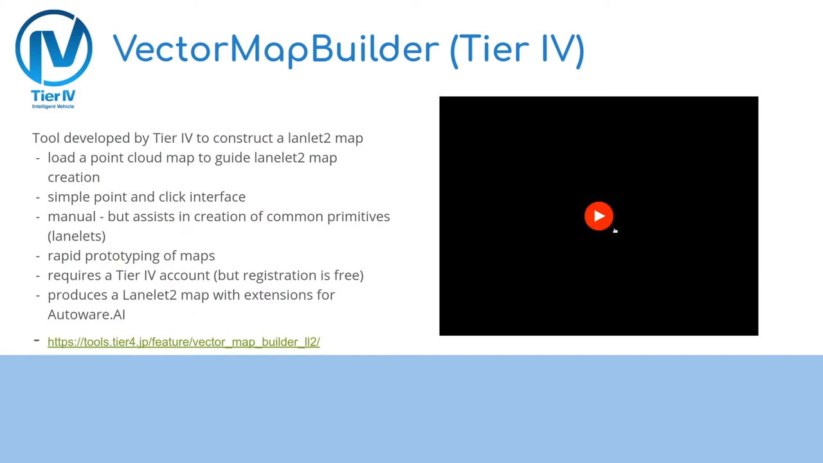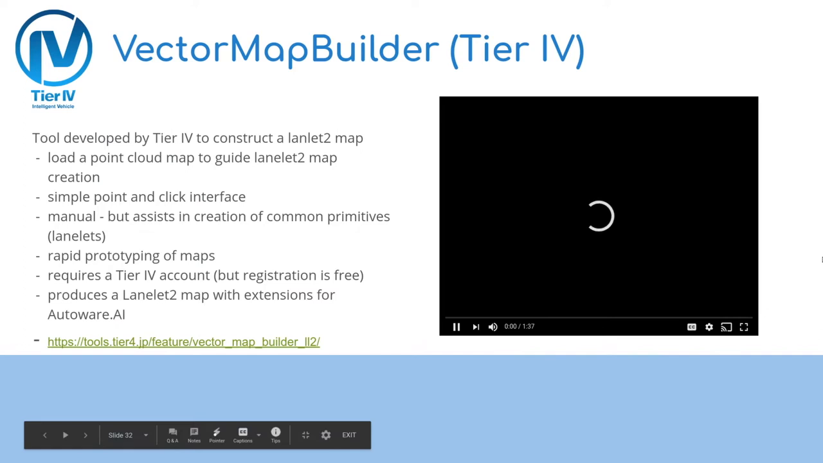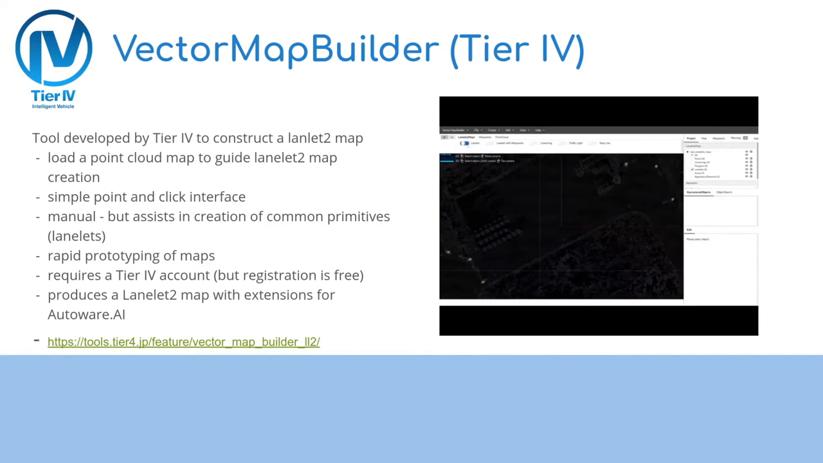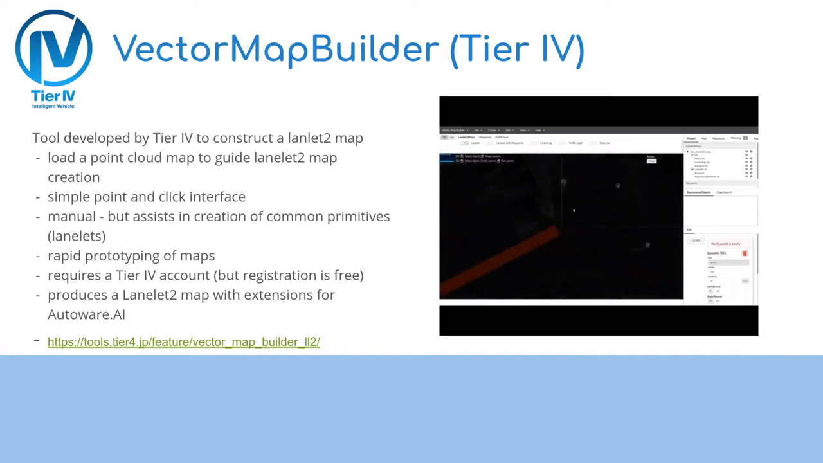To end this section on map creation, I would like to introduce Vector Map Builder, a tool created by Tier 4 to construct Lanelet 2 maps. First, a point cloud map is loaded into the viewer to guide the creation of the Lanelet 2 map. Through a simple point and click interface, lanelets and other primitives can be defined. It is manual, but the system assists in creation of common primitives such as lanelets, so map prototypes can be rapidly produced. This tool is web-based and requires a Tier 4 account, but registration is free. It also produces a Lanelet 2 map with some extensions specific to Autoware.ai, so care should be taken in treating it as a regular Lanelet 2 map.